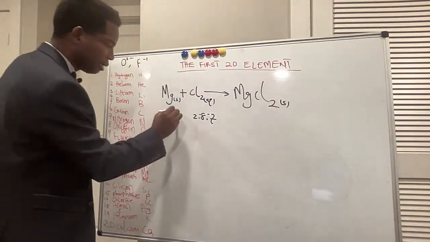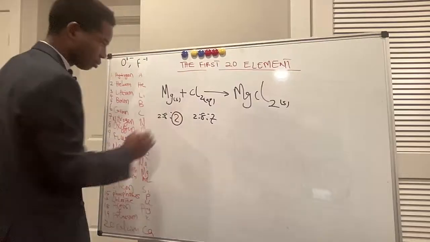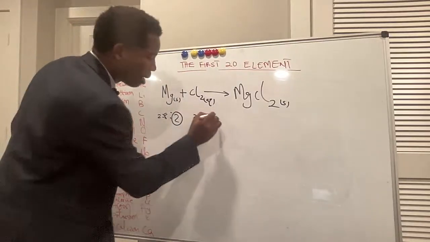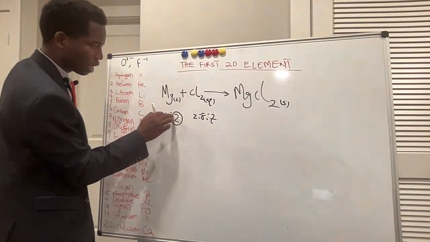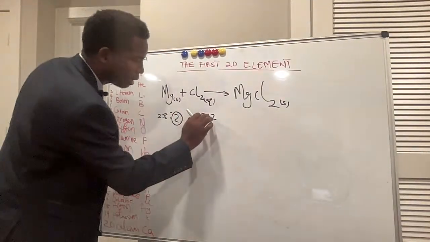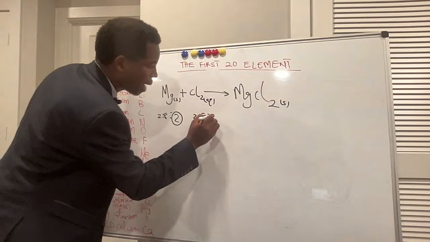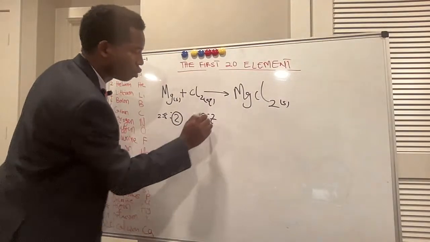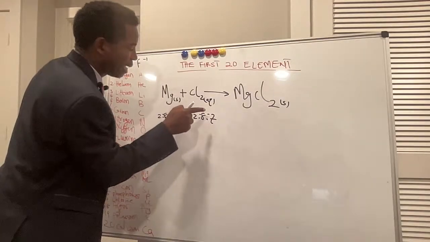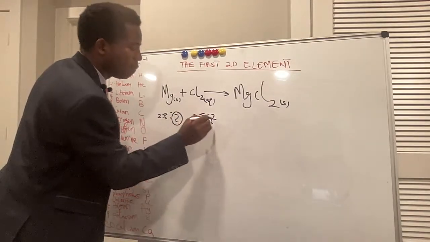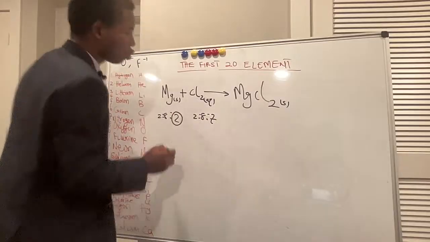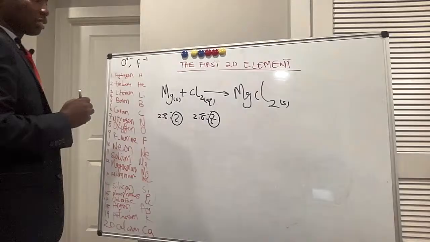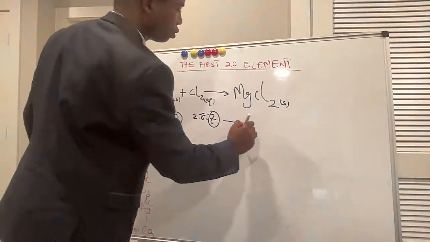So now, these 2 electrons will take part in this reaction. And don't forget, chlorine's outermost shell has 7 electrons. So chlorine is going to take 1 electron, making it 8. So those are the outermost electrons that take part before the product, which is the salt, is formed.